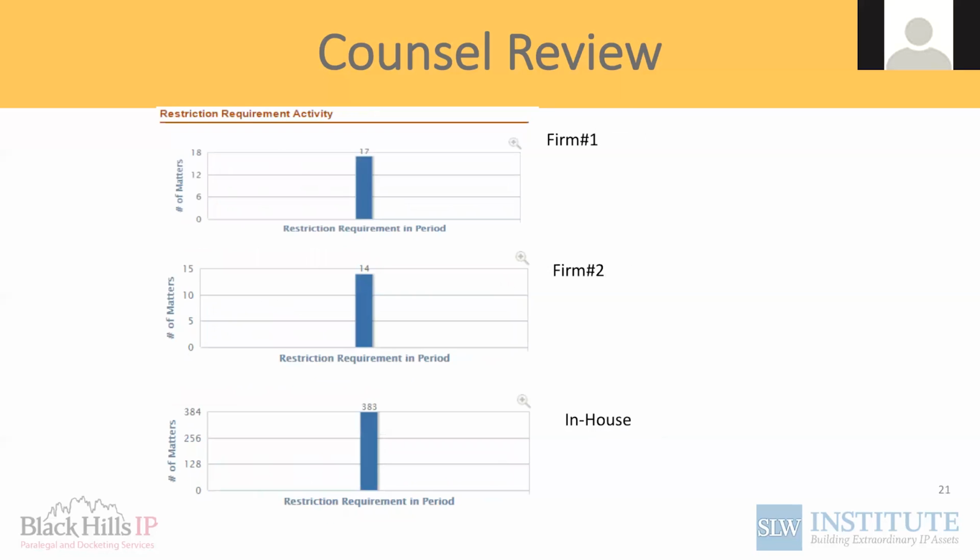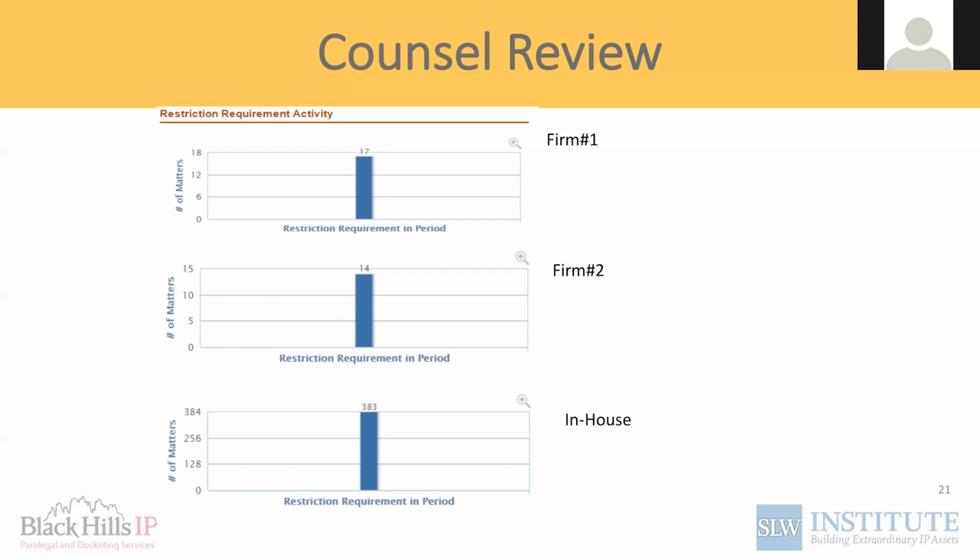Yeah, and another area to dig into is restriction requirements. Tom mentioned that it's a pain point for him, and the restrictions are, in his view, unnecessary, and I agree with him on those. With this graph, you can compare the firms again to in-house. If you're just looking at the numbers here, you can see 383 restriction requirements for in-house. However, when you compare that to the overall restrictions that were happening, and go back to the overall screen, actually only 7% of what was done in-house had restriction requirements.